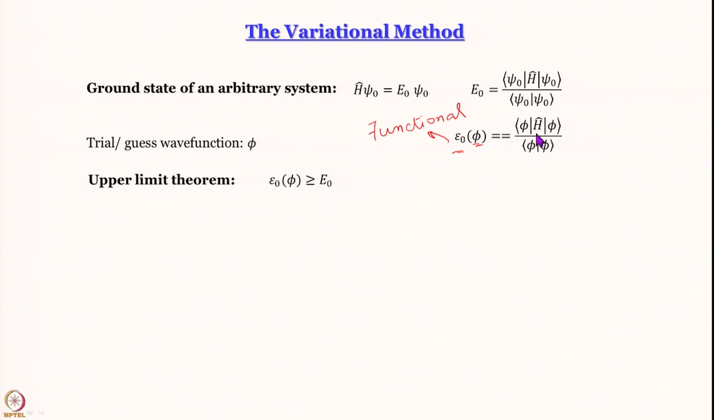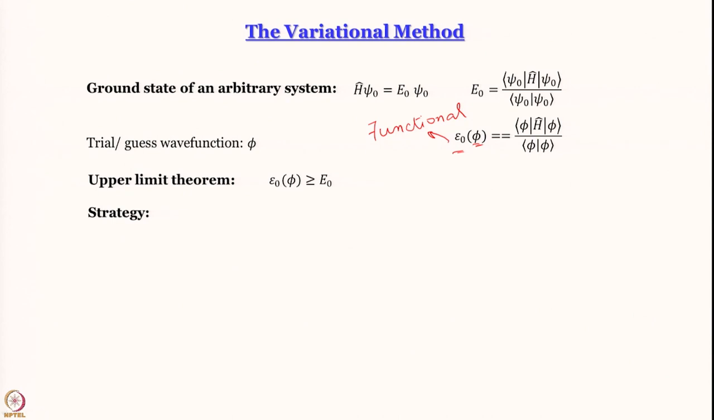So now if I take some guess wave function, make the Hamiltonian operate on it, left multiply by phi star, integrate over all space, divide by integral phi star phi, then I get this epsilon 0 phi. Okay? What the upper limit theorem says is that this epsilon 0 phi can never be less than the ground state energy E 0. And as we will discuss shortly, that opens up tremendous possibilities, and we will see how.